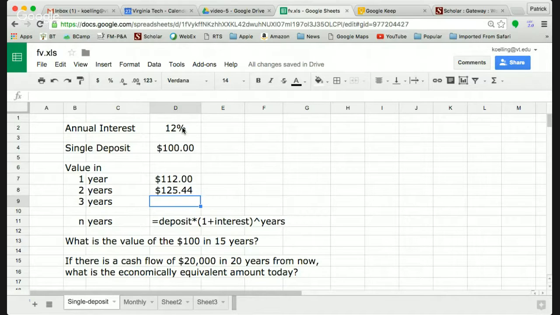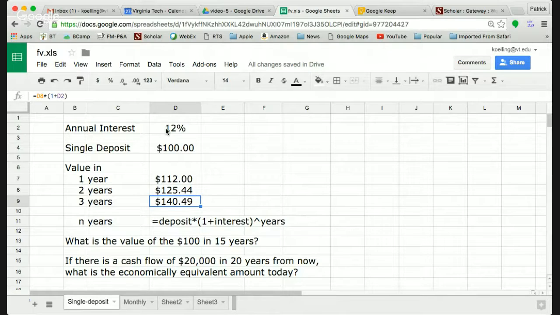So again, while we're compounding interest here and we're moving from time 0 to year 2, remember that we can essentially say $100 today is the same as $125.44 2 years from now. They are economically equivalent amounts. In year 3, we have what we had at the end of year 2 times 1 plus the interest rate, $140.49.